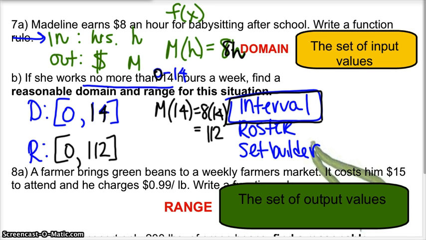On your own, please complete 8A, dealing with the farmer and his green beans, and then writing its domain and range.